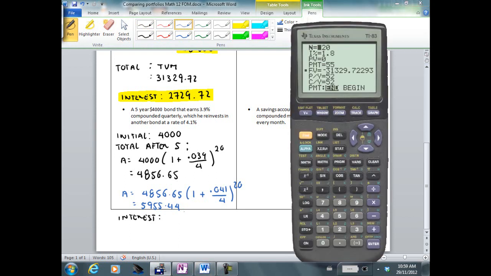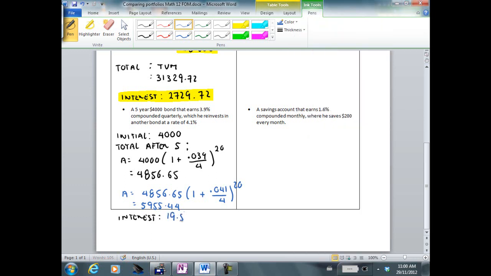So let's do this. Do you add both? Nope, because this is what you have at the end of 10 years. So we go 5,955.44 minus 4,000, because at the end of 10 years, if I take this path, 1955.44. So that gives me 1955.44. So again, I'm going to highlight.